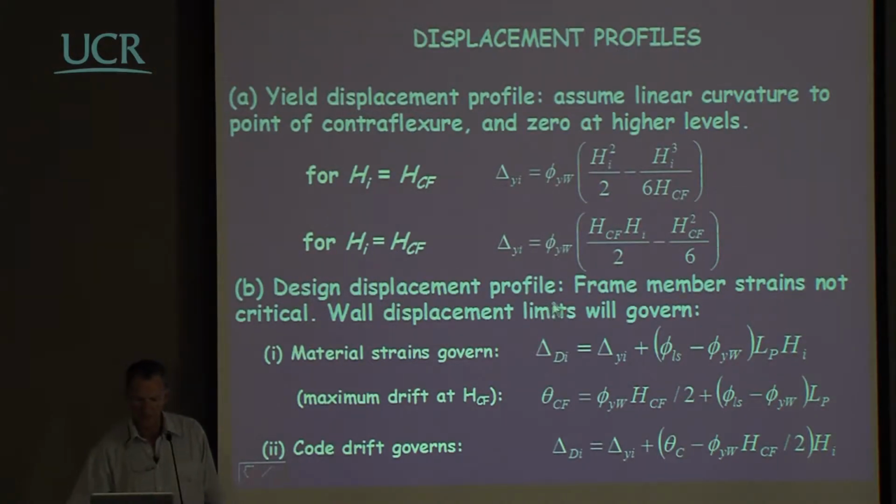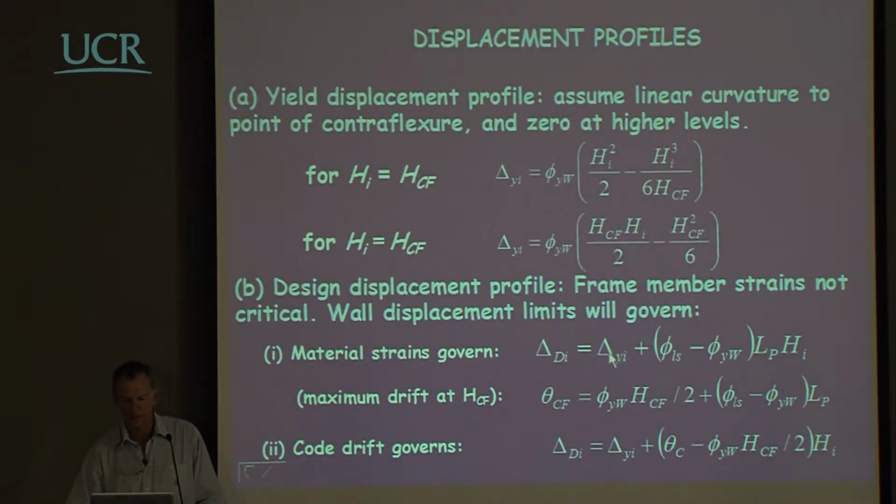The design displacement profile, frame member strains are not critical. Almost always that will be the case. So the wall displacement limits will govern. And of course, this could be the drift limits, but that will be the same whether you're considering the wall or the frame. If the material strains govern, then it's similar to what Michele has already presented.